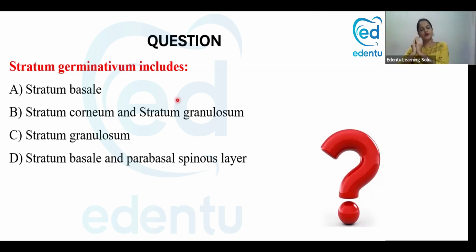So for more keratinocytes to form, what do you think is the important feature necessary for the stratum germinativum? First, it should continuously produce keratinocytes, and second, it should have high mitotic figures. If it has high mitotic figures, it has the capability to produce more and more daughter keratinocytes. Stratum basal has very high mitotic figures, and along with the stratum basal, there is another layer called the parabasal spinous layer.